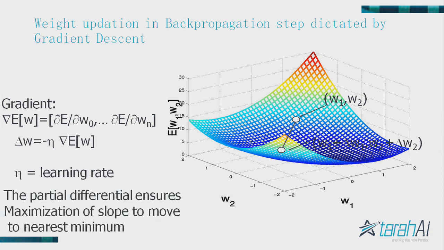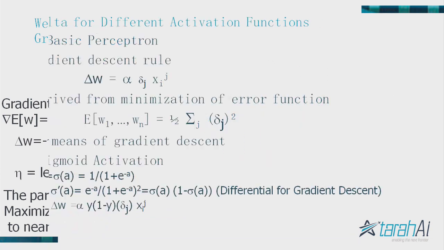So the partial differential ensures maximization of the slope to move to the nearest minimum. Why did I say nearest minimum? Because unlike a convex surface like in linear regression, we are not guaranteed one global minimum. You will have maybe many local minima. So you concentrate always on reaching the nearest local minimum with this.